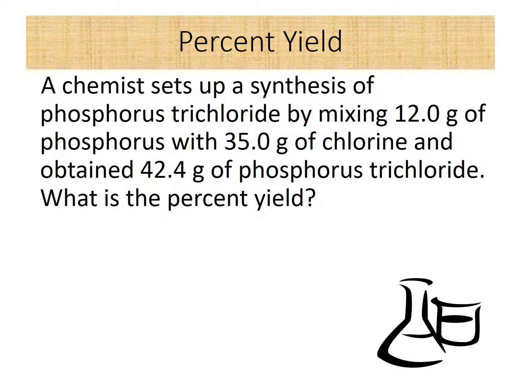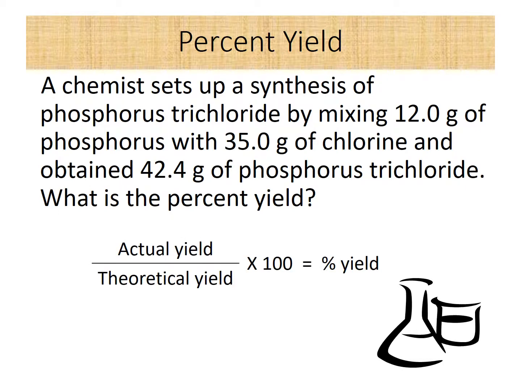Here's our problem. A chemist sets up a synthesis of phosphorus trichloride by mixing 12 grams of phosphorus with 35 grams of chlorine and obtained 42.4 grams of phosphorus trichloride. What is the percent yield? So what we're being asked is, what is the percent yield? So let's put our formula up here.